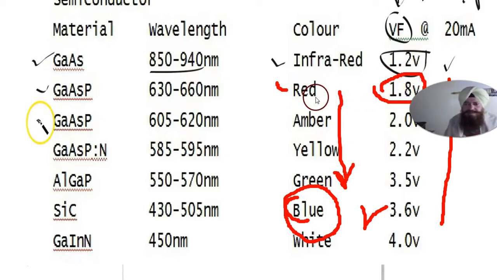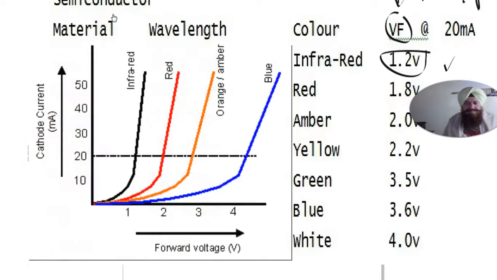Longest wave means, by the formula E = hν = hc/λ, less energy is required. So the forward voltage is increasing going from top to bottom, across the different semiconductor compounds and the wavelength which is emitted. Now here the graph is given, forward voltage versus current in milliamperes, and for infrared very little voltage, for red more voltage, for orange more voltage, and even for blue still more voltage is required.